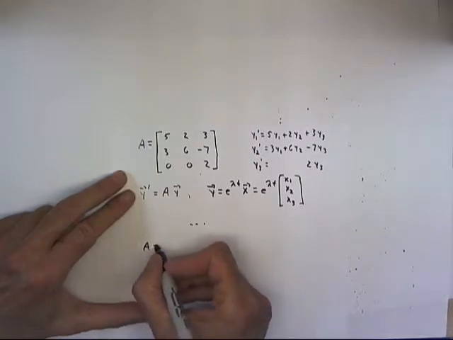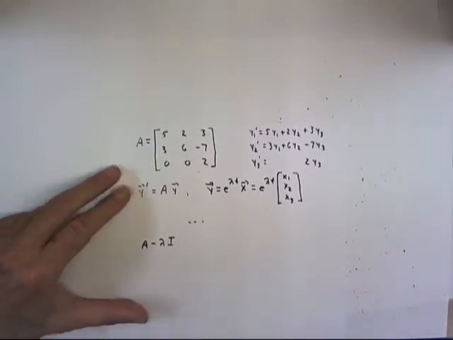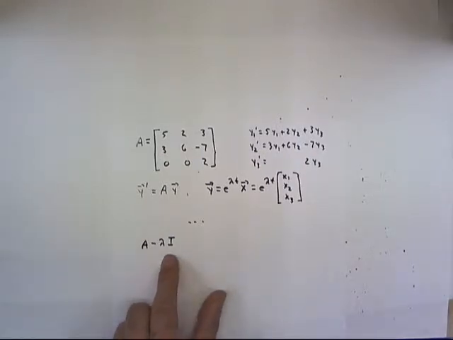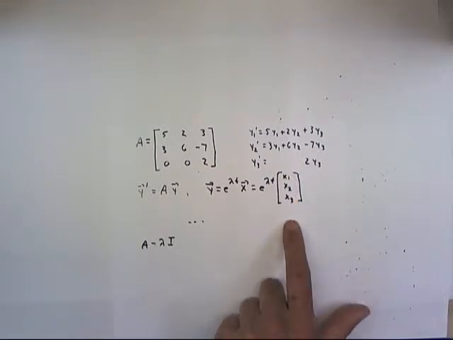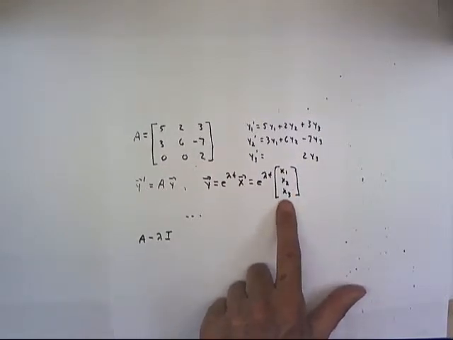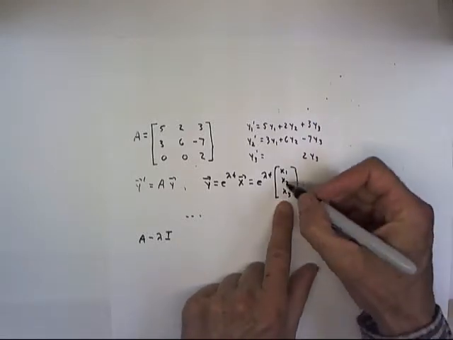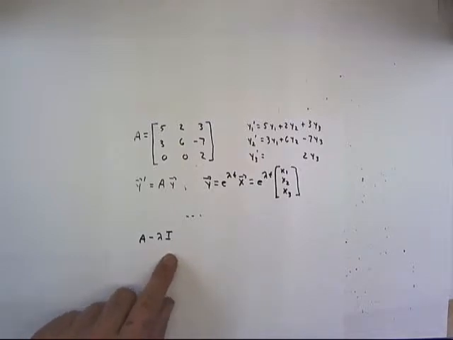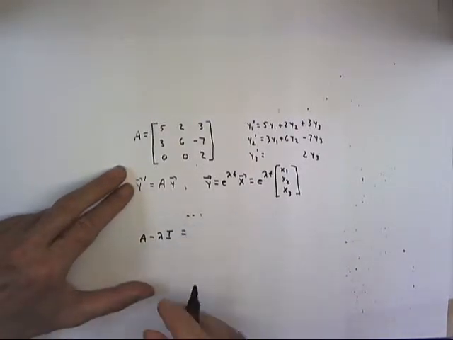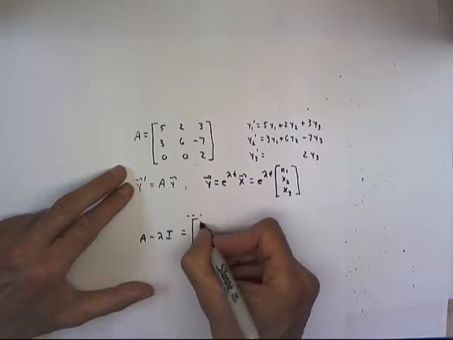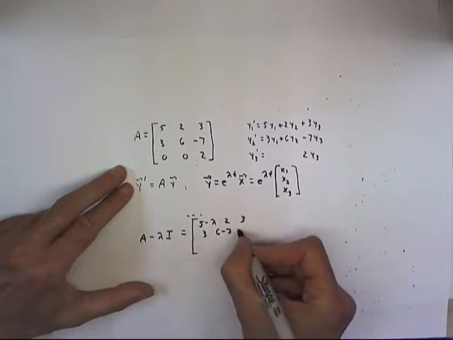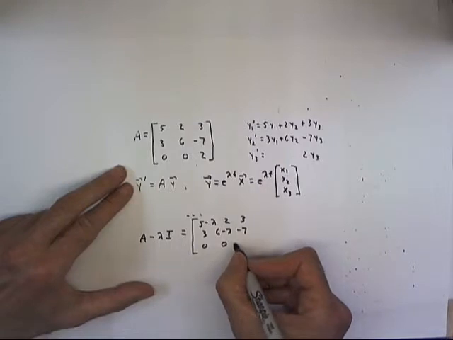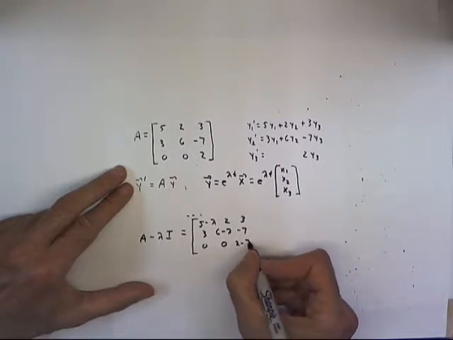Without going through the details, this leads us to A minus lambda I, and remember that we derived this for an arbitrary number of components, a column vector with n components, so anything we did there is certainly going to apply to a column vector with 3 components, so that our A minus lambda I matrix is going to be 5 minus lambda, 2, 3, 3, 6 minus lambda, negative 7, 0, 0, 2 minus lambda.